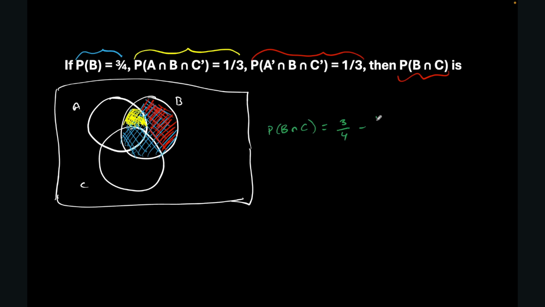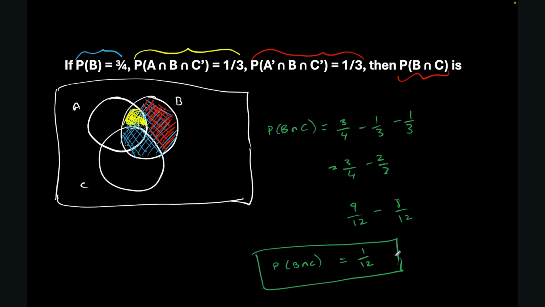So my final answer will conveniently come out to be: probability of B intersection C is 3/4 minus 1/3 minus 1/3. So this is 3/4 minus 2/3. This is 9/12 minus 8/12, giving me 1/12. Period. That's my answer.